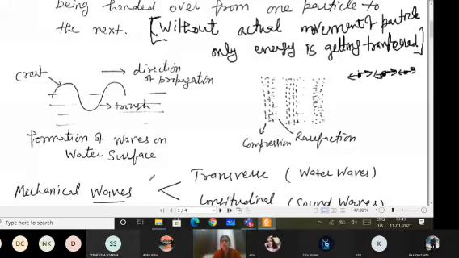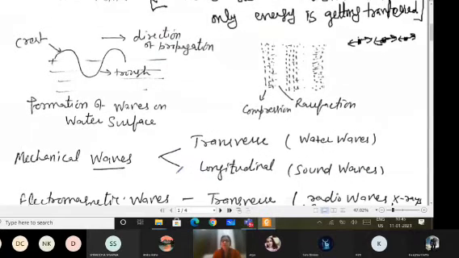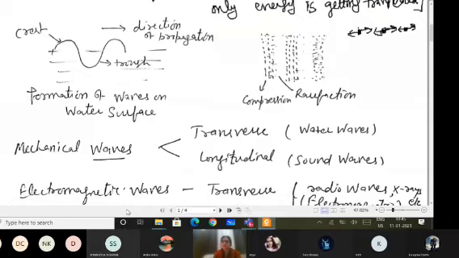Mechanical waves means waves in which we need a material medium, while in 12th class you will be talking about the electromagnetic waves, which are formed because of the varying electric and magnetic fields. So electromagnetic waves are always transverse in nature, while the mechanical waves can be transverse or they can be longitudinal.